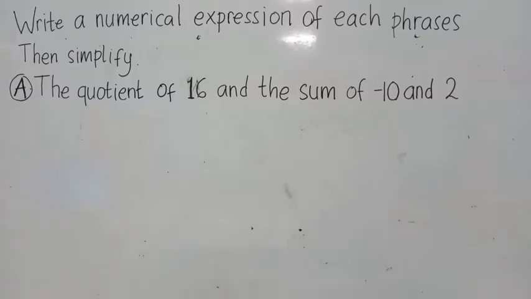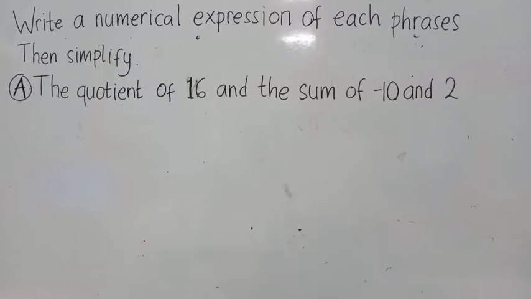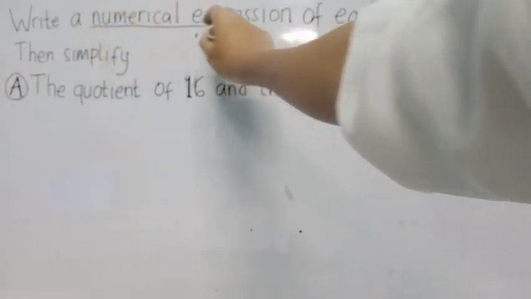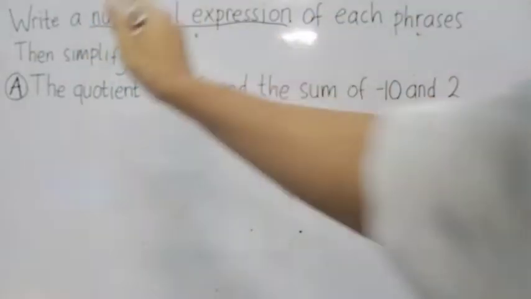Okay, time for you. Students, now it's your turn. Okay, you can open your textbook page 9. Look at Your Turn. The direction is: write a numerical expression for each phrase, then simplify. So the first one is to find a numerical expression and then simplify.